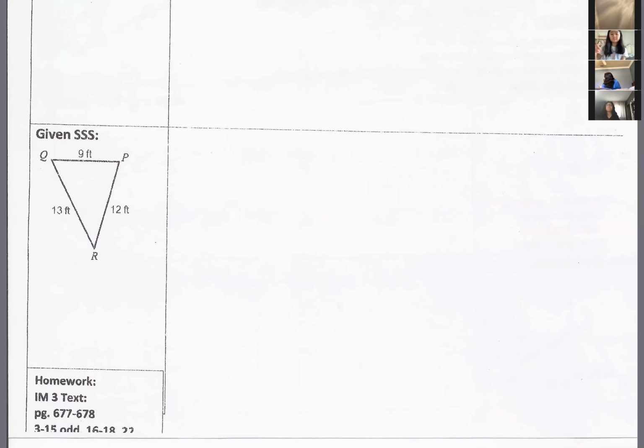Okay, this homework at the bottom should be accurate: 3 through 15 odds, 16 through 18, and 22. You should be able to do all of those problems out of the textbook.